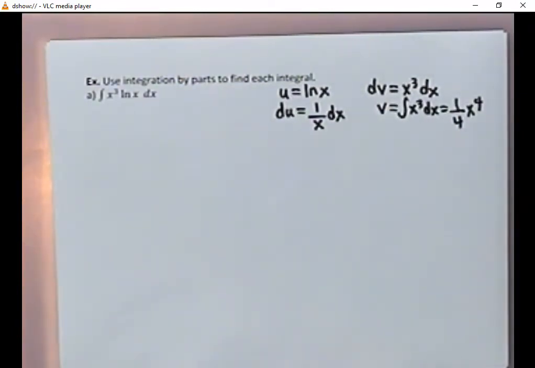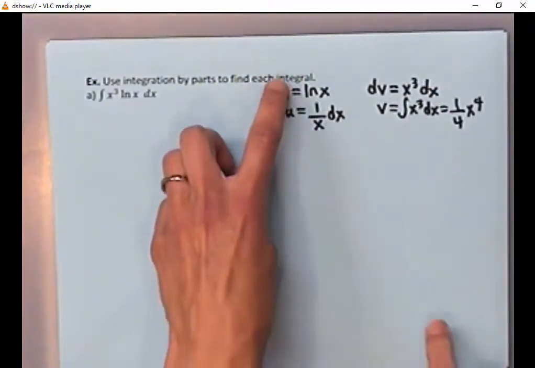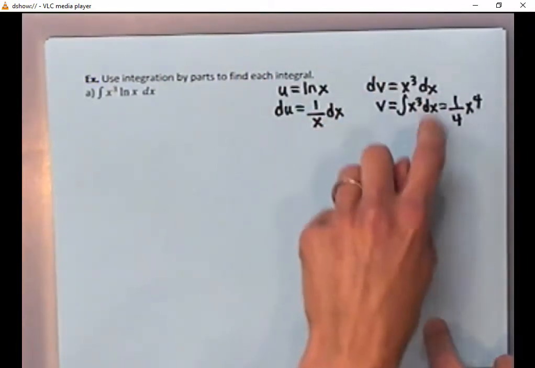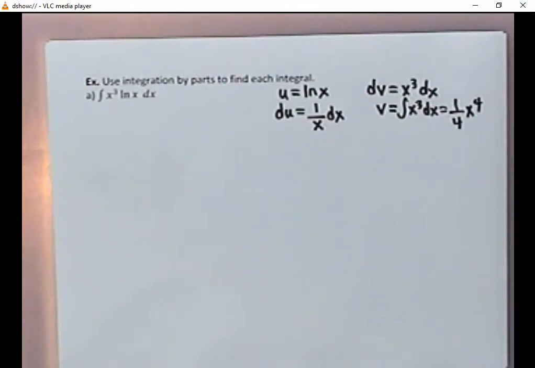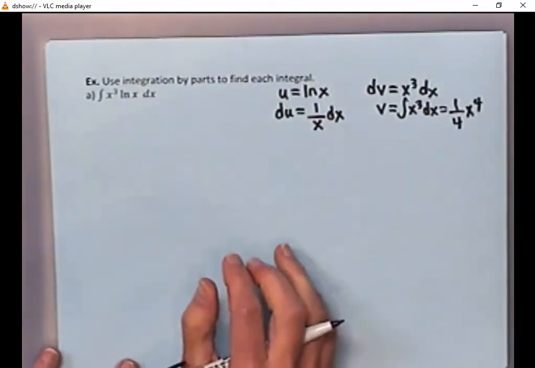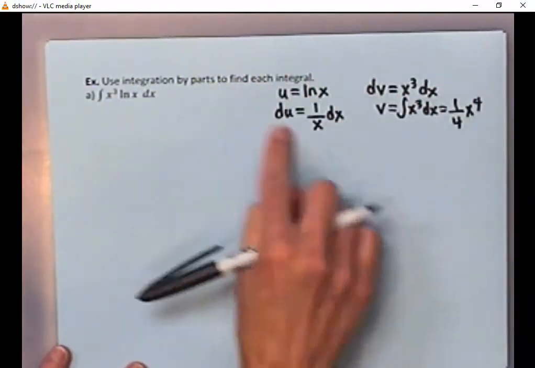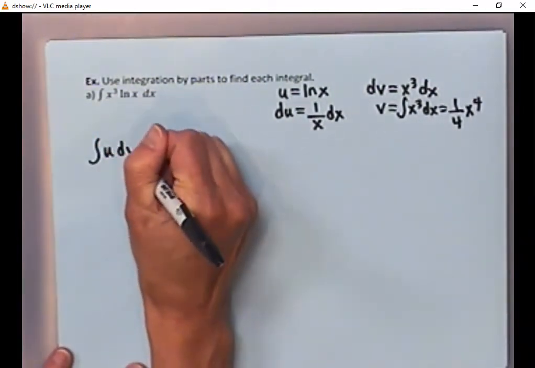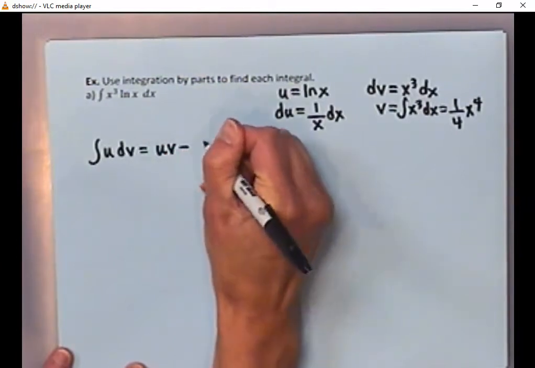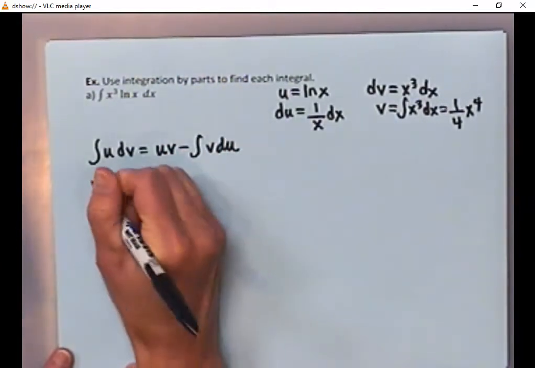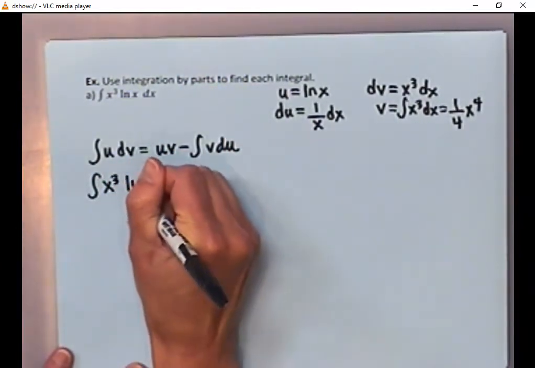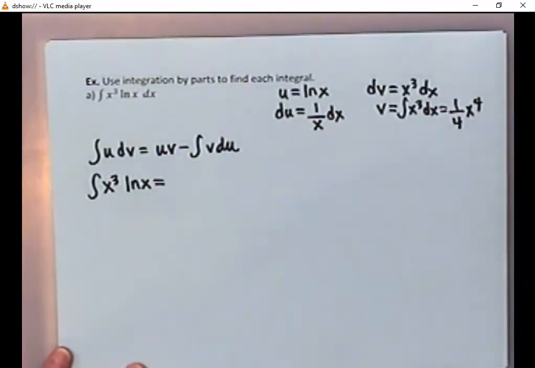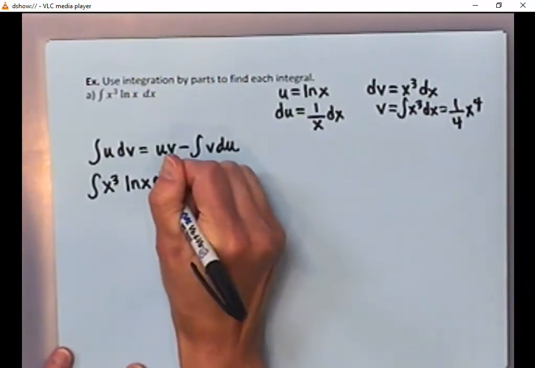Now, the hardest part about integration by parts is you have to go both directions. You have to differentiate and you got to integrate. So you got to keep those rules straight. So sometimes that's hard for students. Okay, once you've got the 4 parts set up, you're going to fill in according to the formula. And you can write that several times, but it's uv minus the integral of v du. So this integral of x cubed natural log of x will be equal to dx there.